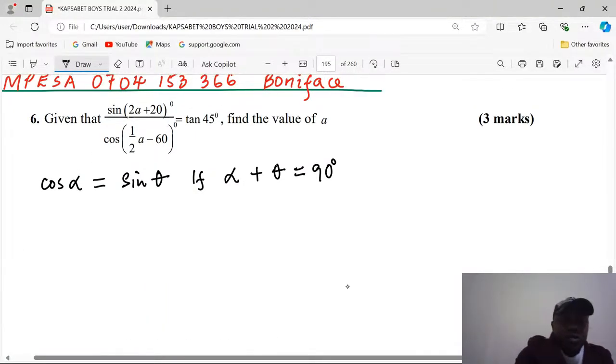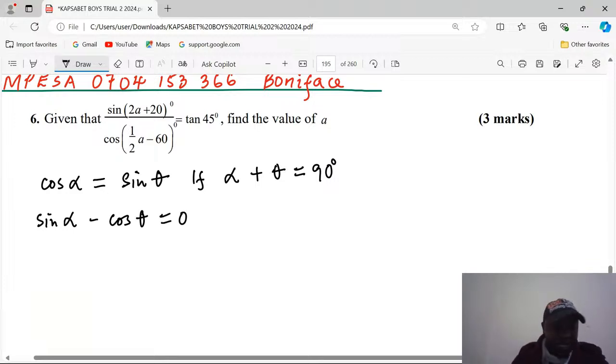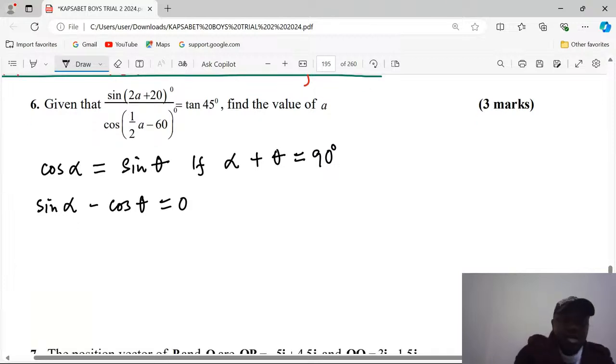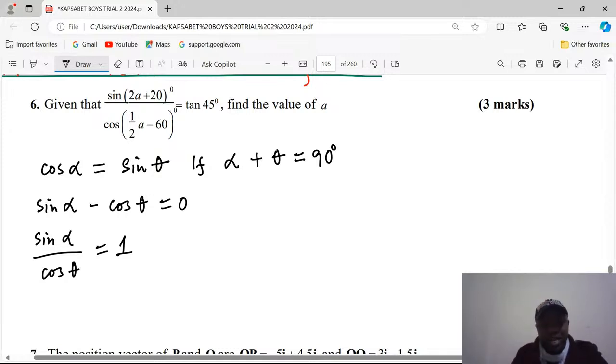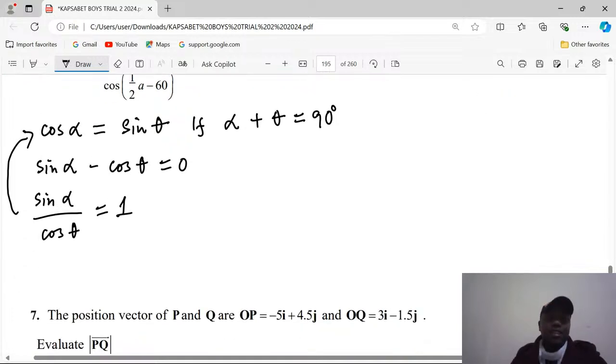In one way, you can be told that the sine of alpha minus the cosine of beta equals 0. That still means the same concept. You can also be told that the sine of alpha divided by the cosine of beta equals 1. That means if a certain value divided by another one gives us 1, then the two values are equal. And that takes us again to the initial translation of the same. That is the third way of setting.